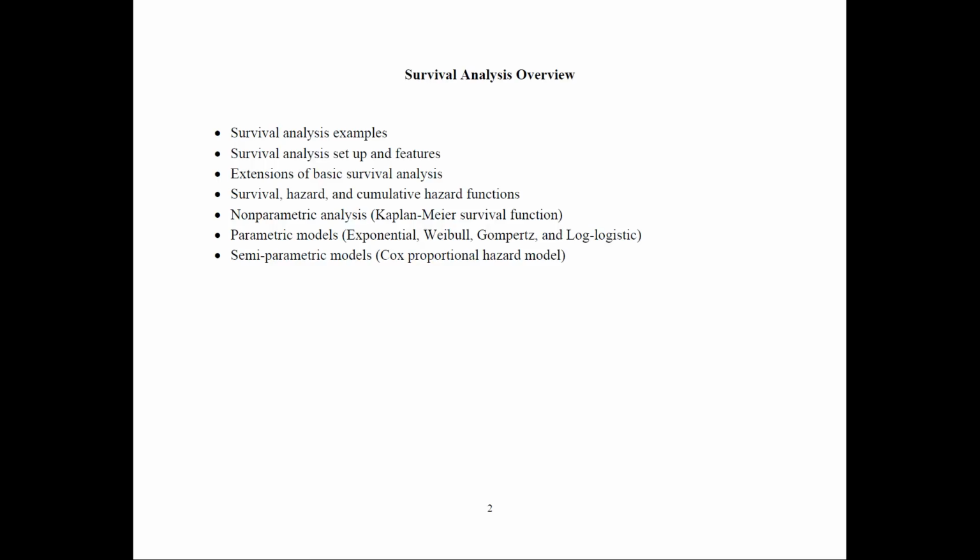Then I will talk about the setup and the features of survival analysis. Then we will talk about a few extensions of the basic survival analysis, basically a little bit more complications. Then I will introduce the survival, hazard, and cumulative hazard functions. Then we will talk about nonparametric analysis and the Kaplan-Meier survival function. Then we will talk about the parametric models, including exponential, Weibull, Gompertz, and log logistic models. And finally, we will talk about semi-parametric models, and particularly about the Cox proportional hazard model.